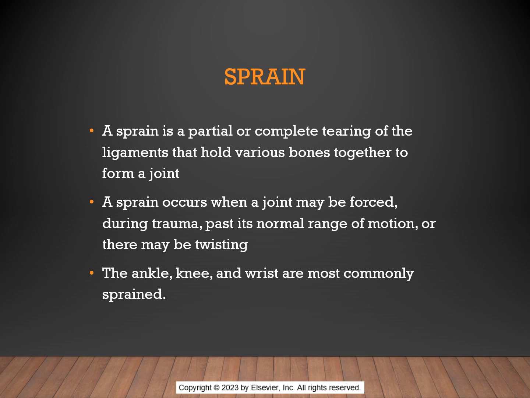A sprain is a partial or complete tearing of the ligaments that hold various bones together to form a joint. A sprain occurs during trauma when a joint is forced or twisted past its normal range of motion. The ankle, knee, and wrist are the most commonly sprained joints.